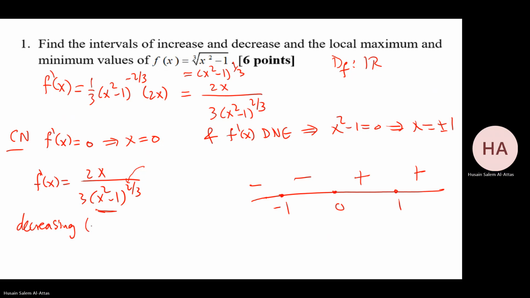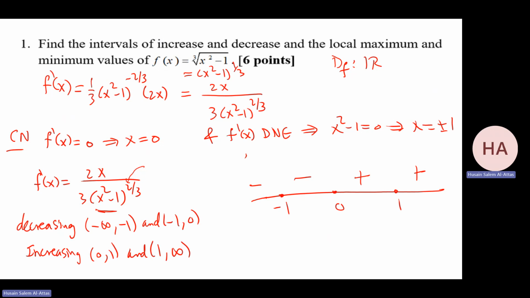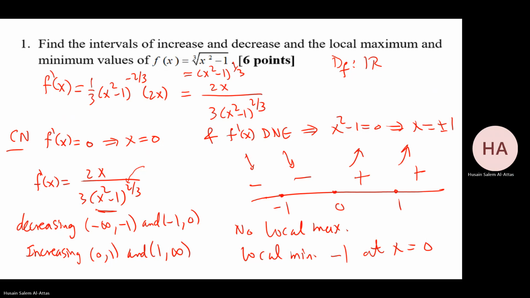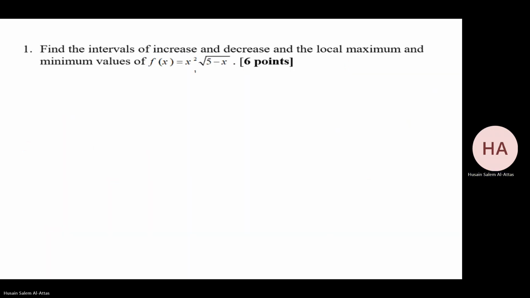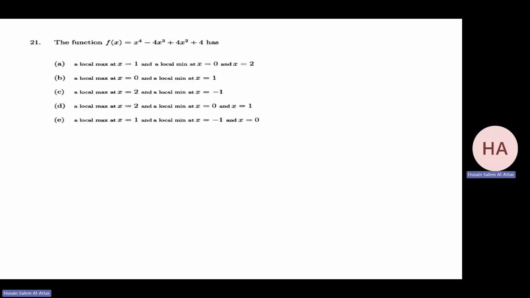From minus infinity to minus 1, and from minus 1 to 0, decreasing. Increasing from 0 to 1, and 1 to infinity. So it's decreasing, decreasing, increasing, increasing. We have no local max, but we have a local min. What is it? Local minimum at x equals 0, it's minus 1 at x equals 0. As I said, now the functions are becoming complicated.